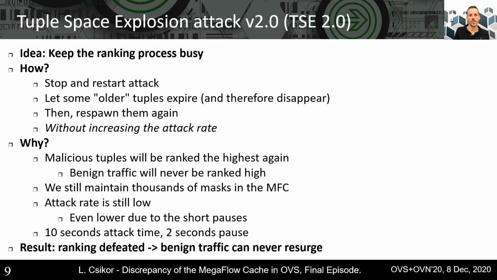To reach this end, we can run the attack for say 10 seconds and then pause it for 2 seconds. This number can be optimized according to the use case, but for this short talk I won't cover the details. So this setting would mean that during the 2 seconds of pause time, the firstly spawned 2000 tuples will expire. We still have around 8000 active tuples in the MFC, while after the pause period, we respawn the 2000 tuples again. And we continue this pattern, which results in that the benign throughput can never resurge and a complete denial of service is achieved.